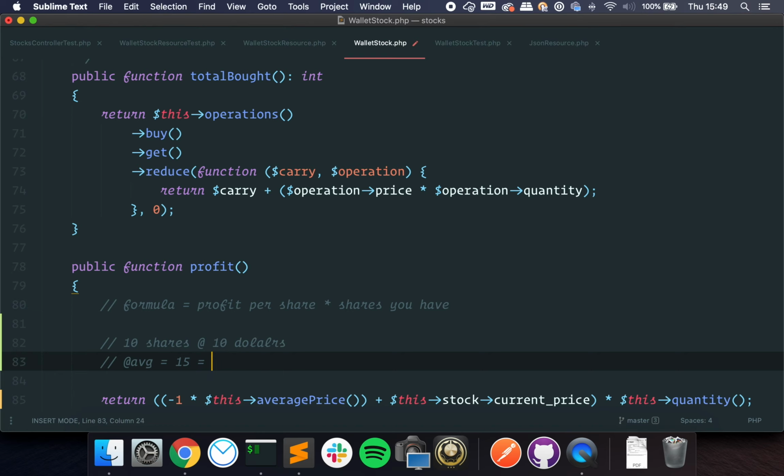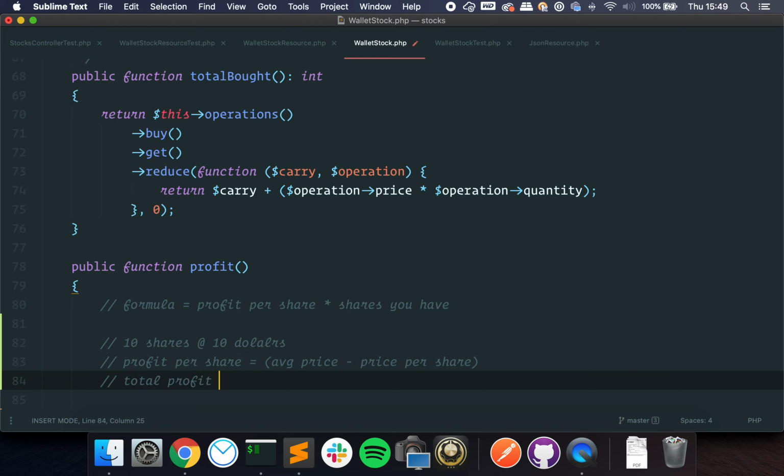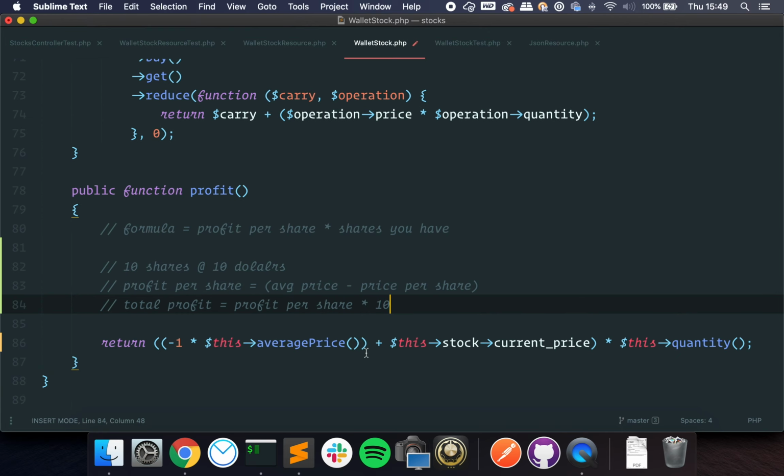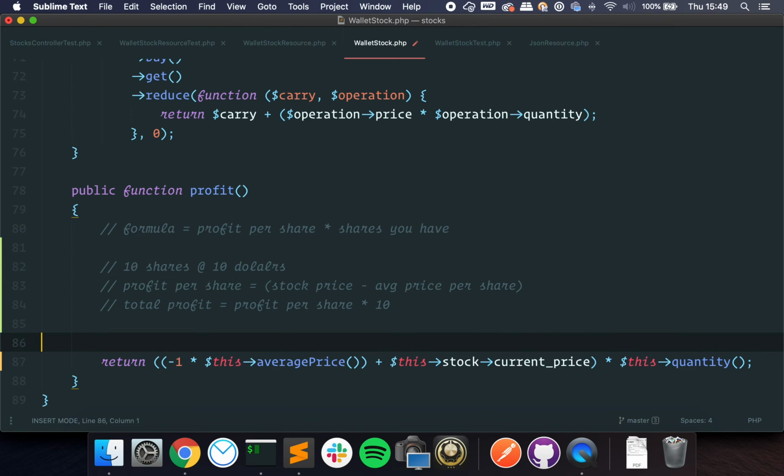What? But wait. The profit per share is average price minus what you paid per share. So the total profit is profit per share times 10. Okay. Average price minus... Yeah, that's correct. No, the stock price. That's what I mean. Stock price per share.